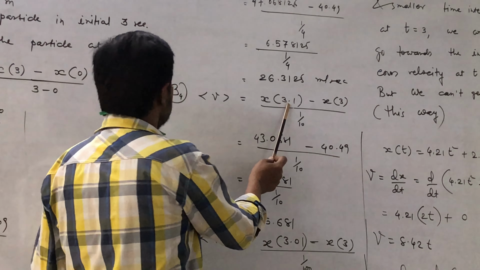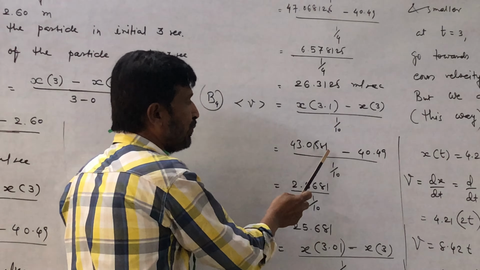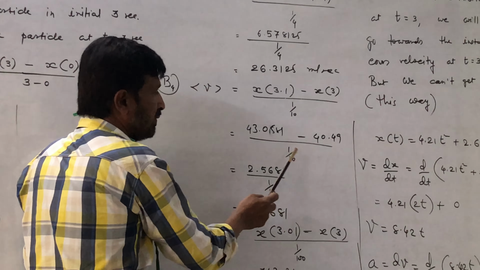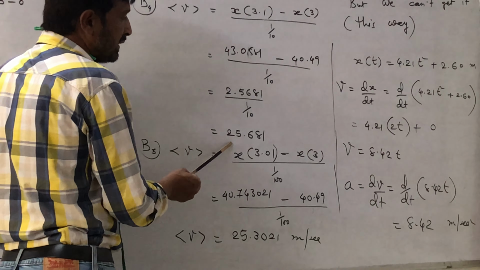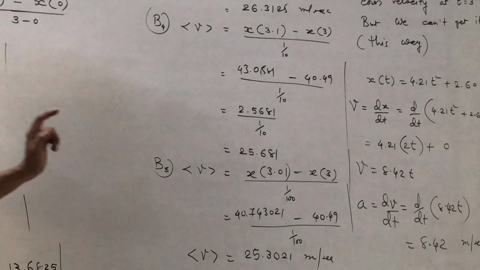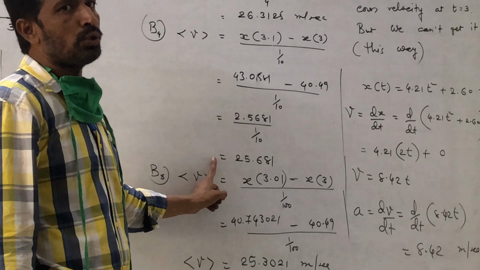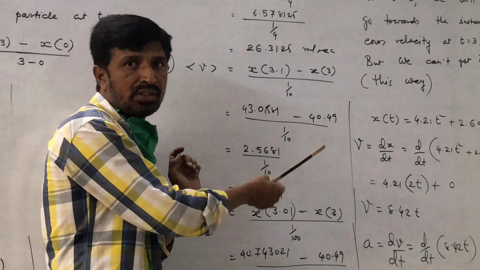X of 3.1, if we place here, we will get 43.0581 minus 40.49 divided by 1 by 10. So finally we get this answer, 25.681 meter per second. But this is also the average velocity of the particle in a time interval of 1 by 10 second after 3.